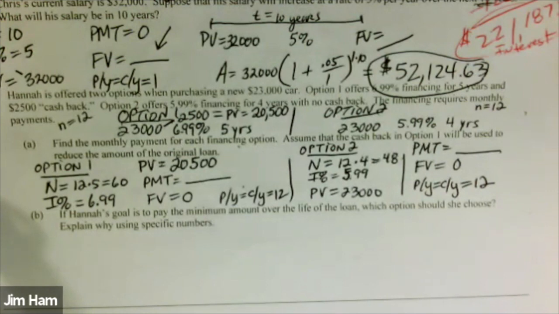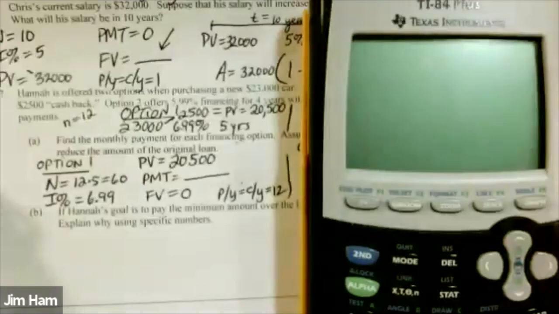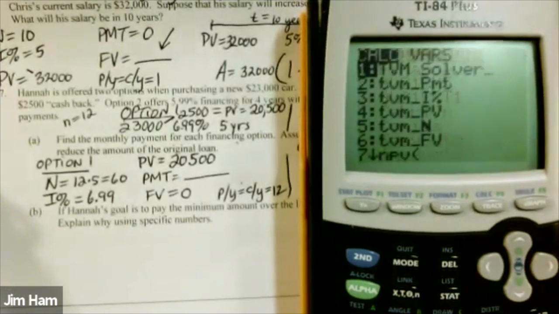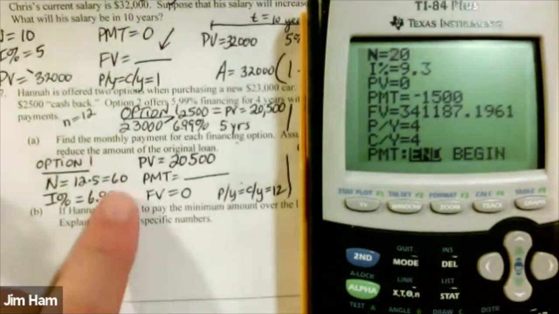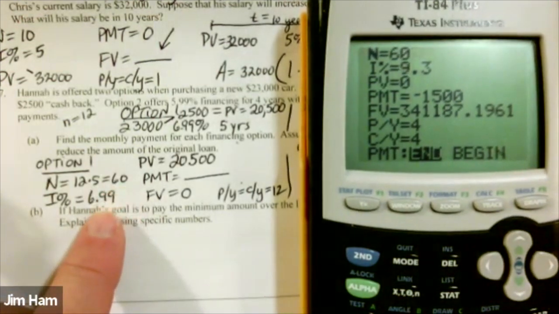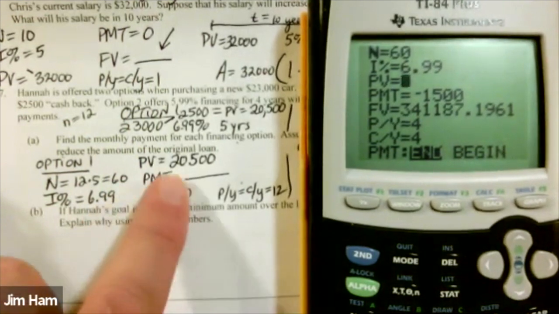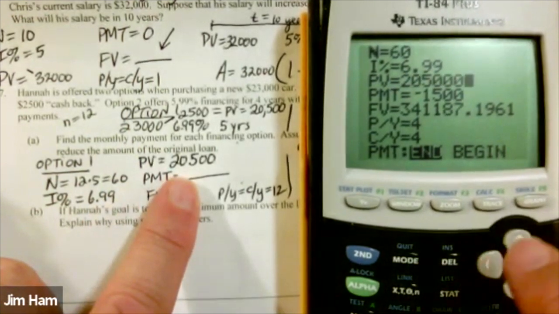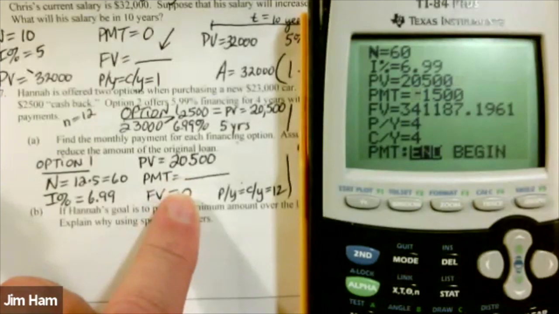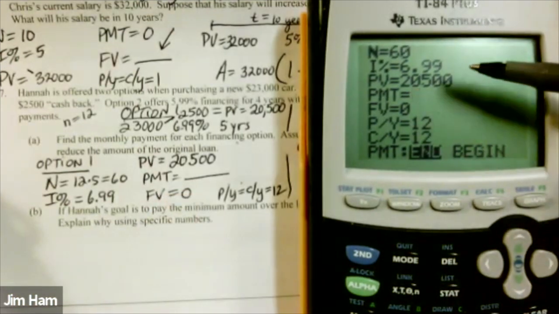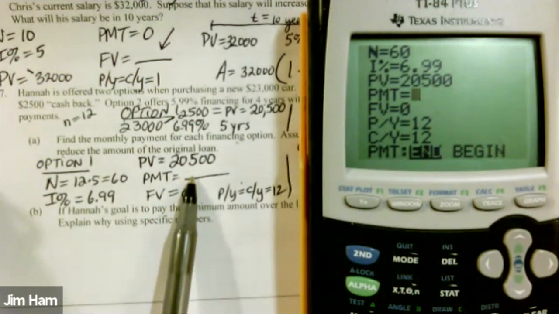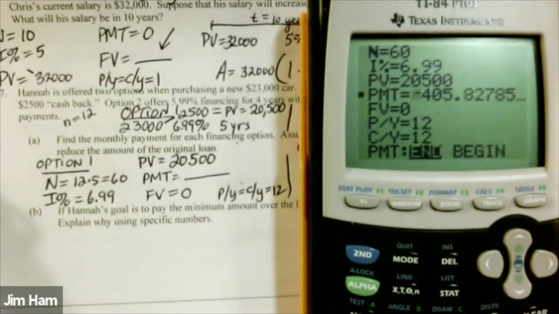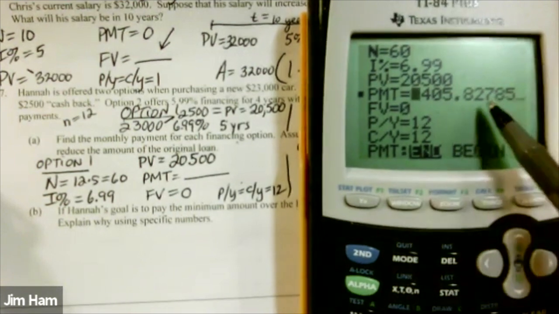So the first problem says just, calculate the payment for each of the options. So we're going to rely on the TVM solver to crunch the numbers for us here. All right, so we have 60 and 6.99 and 20500. Going to calculate the payment. Future value is 0, monthly payments. All right, so this is what you want in the TVM solver, leaving blank what you're trying to calculate here, which is the payment. All right, so there it is, and I'm going to round it to the nearest penny there.